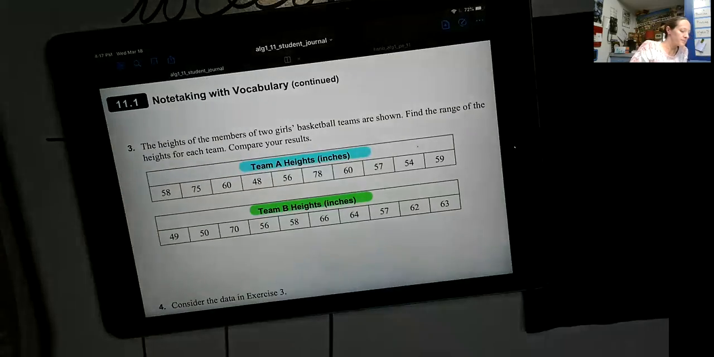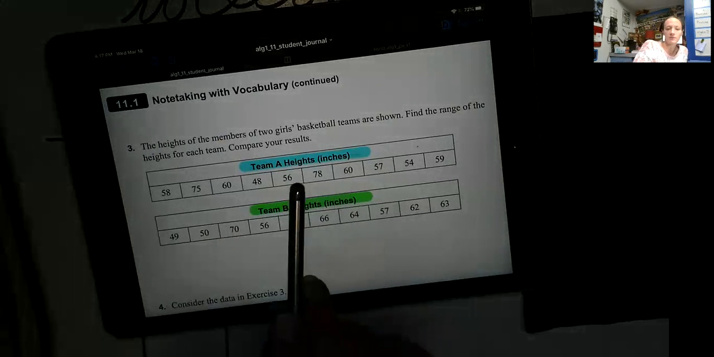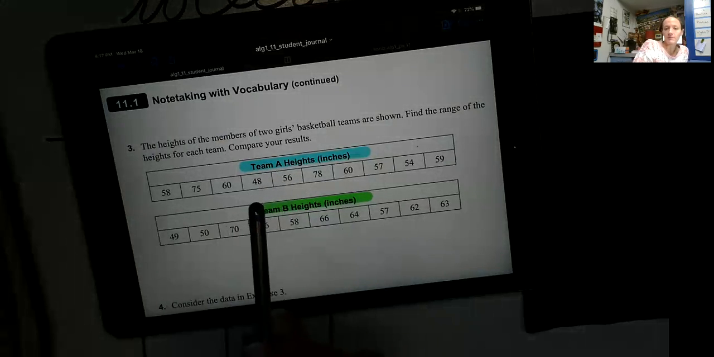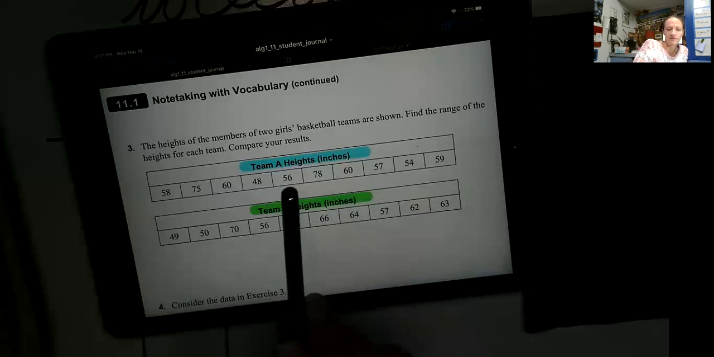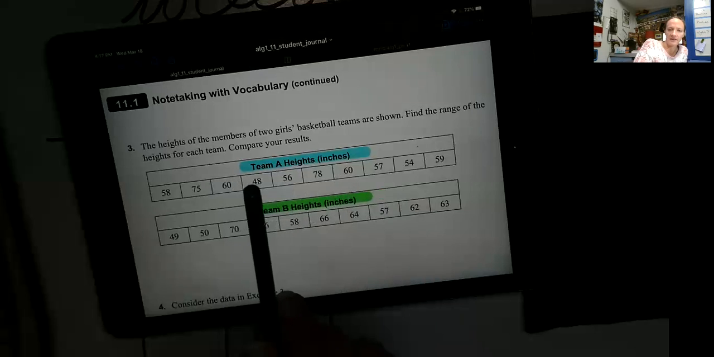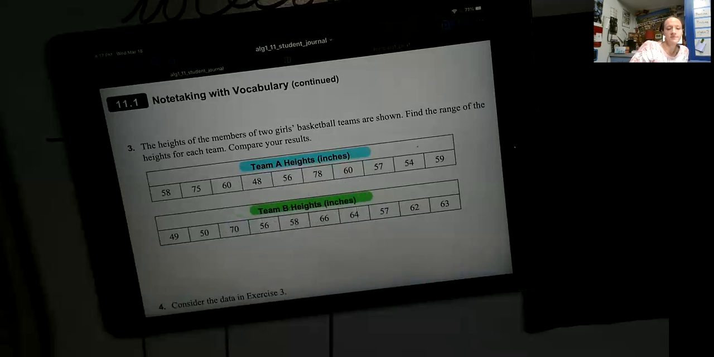So if we were to go to our example, we would look at team A heights and team B heights. One way to figure out the lowest and the highest would be to order them like we did yesterday. The very first one that I see would be 48. That's the lowest, or the shortest person on this team. Then 54 is next, and then 56 and 57, 58, 59, 60. And then there's a bit of a gap, oh, two 60s. Then there's 75 and then 78. So we have a little bit of clustering, I think, right around the 60s.